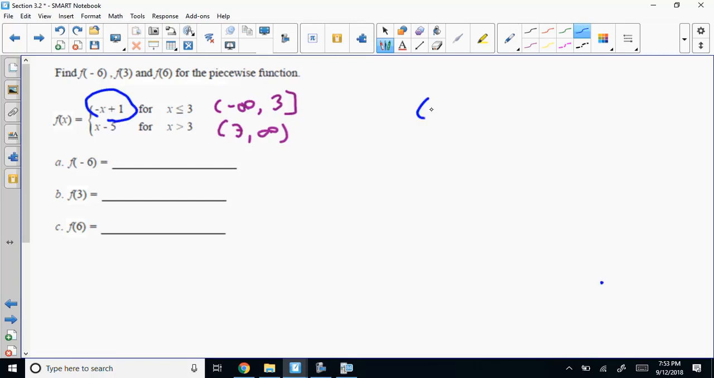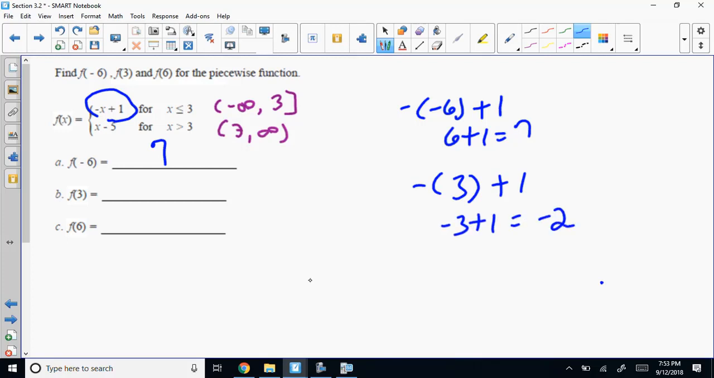So negative (negative 6) plus 1 is 6 plus 1, which is 7? How many of y'all said negative 5? Anybody? When you substitute things in, make sure you put them in parentheses to keep from making that simple mistake. 3 would be in the top equation, so that's negative 3 plus 1, which is negative 2. And the last one, which would be 6, is in the bottom one. So that's x minus 5, so 6 minus 5, which is 1.